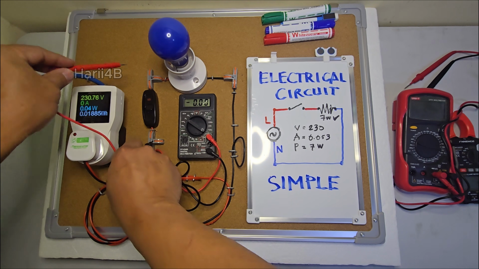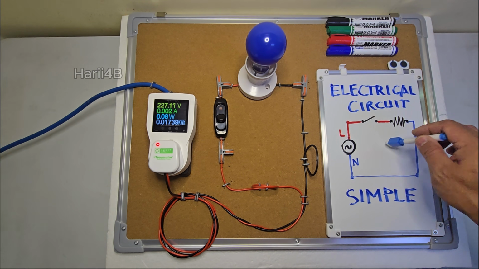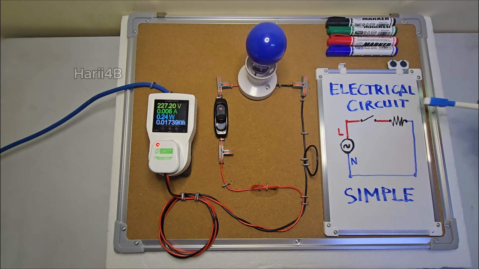Put our test node here and another test node here. What will happen with the bulb? Take a look. See? Welcome back. Thank you for watching again. Continuation of electrical circuit learning session.